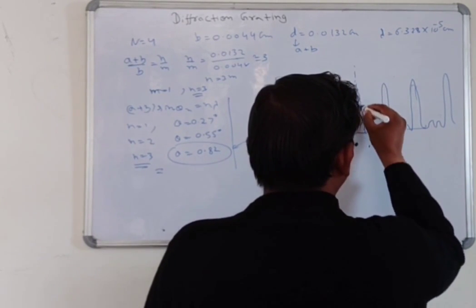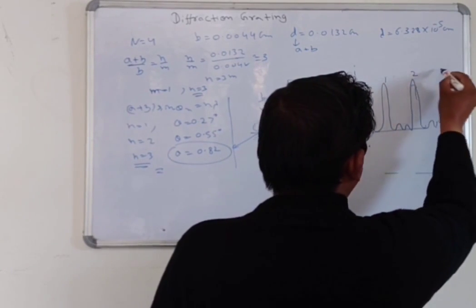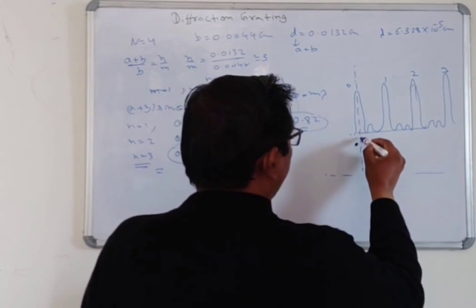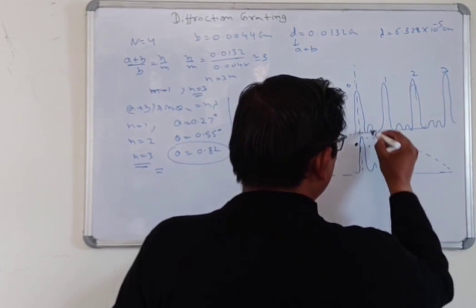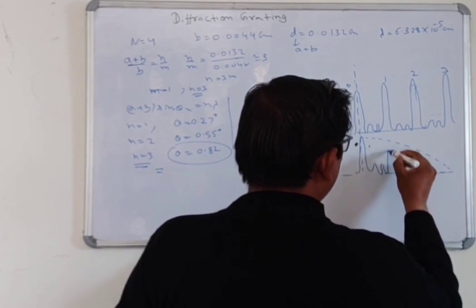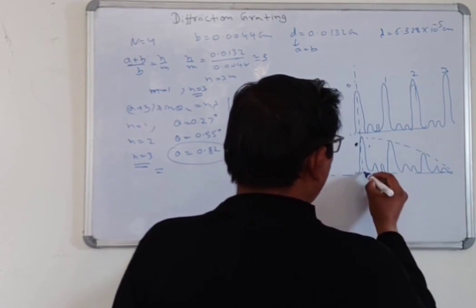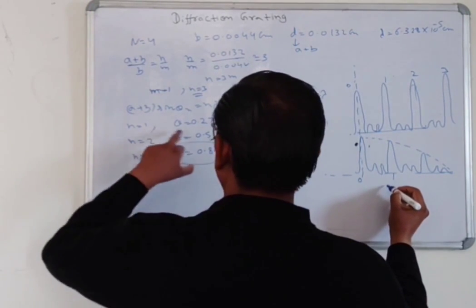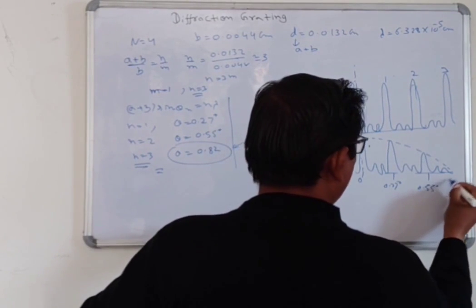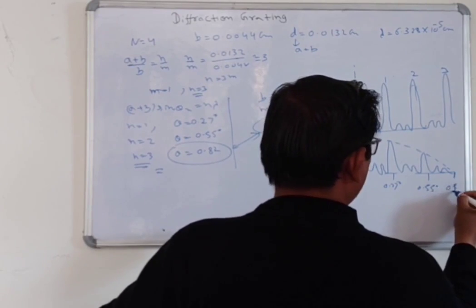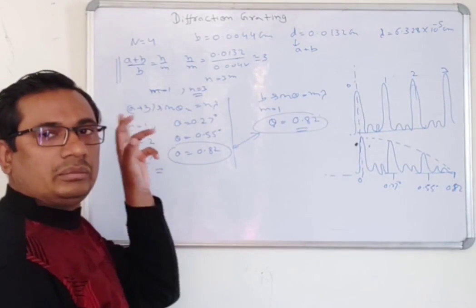Suppose I am plotting one portion only: 0, 1, 2, 3. Now in a diffraction pattern like that, here it will appear, suppose here 2, like that, and it will disappear. The angle here is 0, this one is 0.27 degree, this one is 0.55, and the last one is 0.82, because both have the same angle. Also you can check this relation for the missing order.